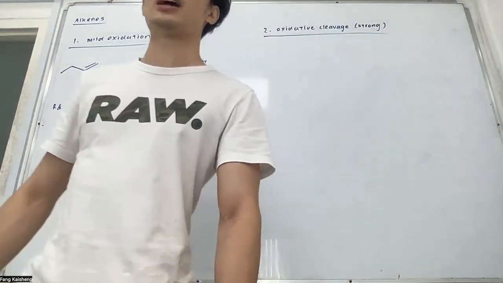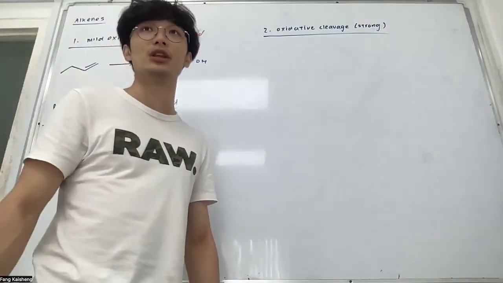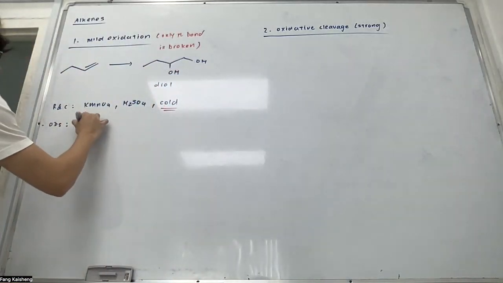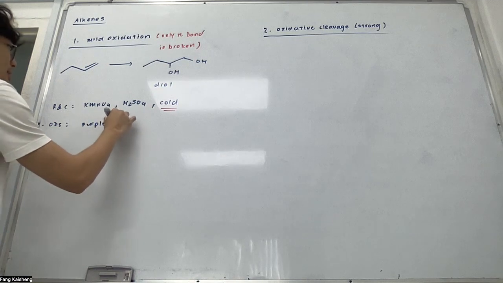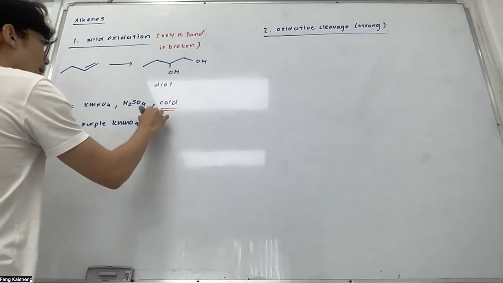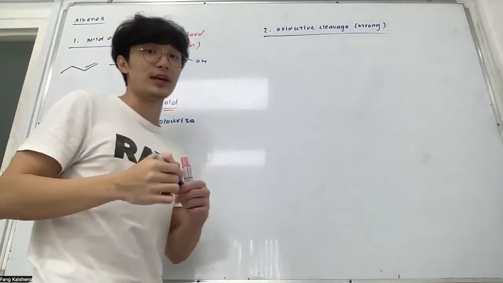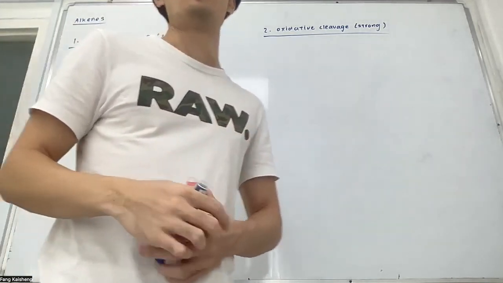But guys, NaOH is discouraged because you have an additional observation over there. Okay, I'll go over the observations once. If you use H2SO4, your purple KMnO4 will just be decolorized. And that's it. But if you use NaOH, there is an additional observation that you can see in the notes: you can see a brown precipitate being formed.